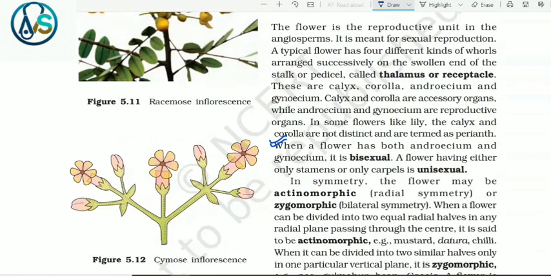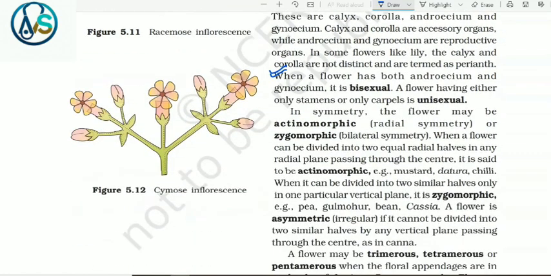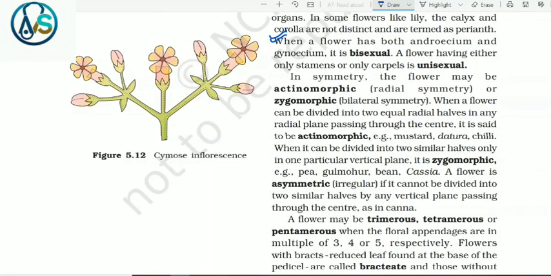When a flower has both androecium and gynoecium, it is bisexual. A flower having either only stamens or only carpels is unisexual. In symmetry, the flower may be actinomorphic, that is radial symmetry, or zygomorphic, that is bilateral symmetry. When a flower can be divided into 2 equal radial halves in any radial plane passing through the center, it is said to be actinomorphic.